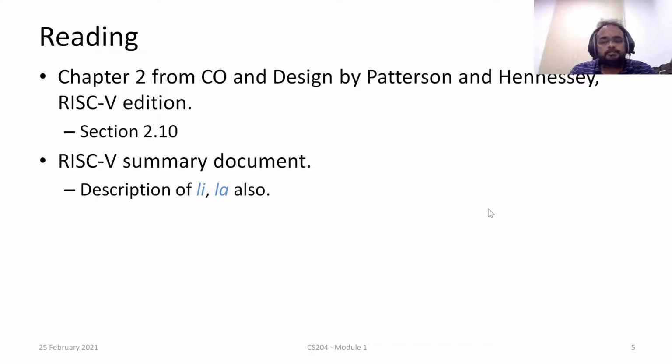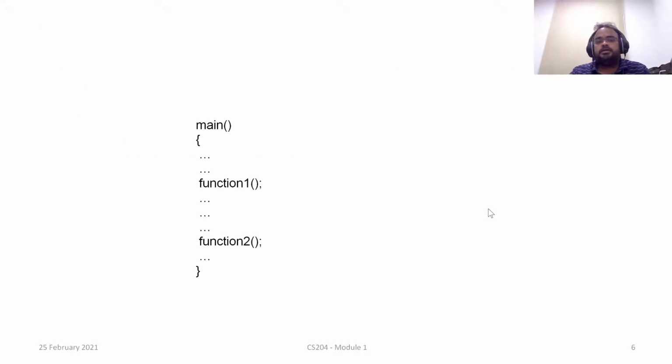Okay, moving on. Let's look at some more interesting aspect that we are used to in the high level language. Here is an example. Let's say there is a main function, right? And it has some lines of code. After that, we have a function call to function 1, right? And after that, we have some more lines of code. Then we call function 2, and probably after a few more lines of code, we end this function.